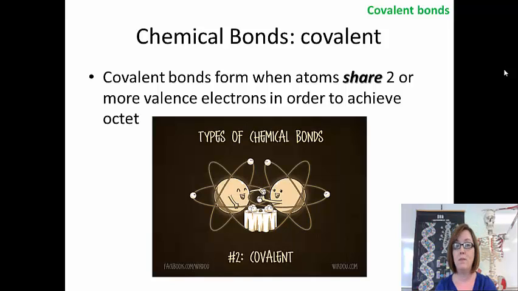Next, we're going to talk about covalent bonds. Covalent bonds are very different. A covalent bond forms when atoms share two or more valence electrons. So with an ionic bond, we were actually transferring one electron from one atom to another. But with a covalent bond, we're going to share electrons.